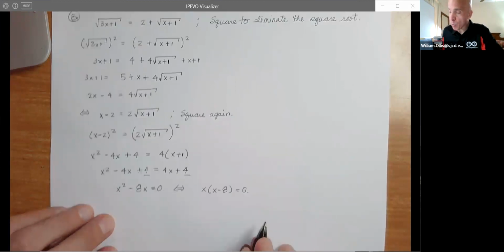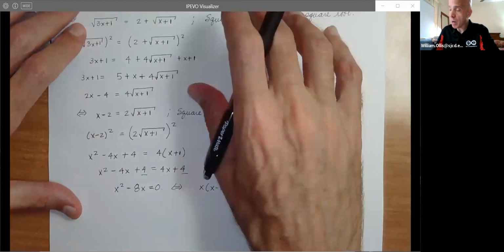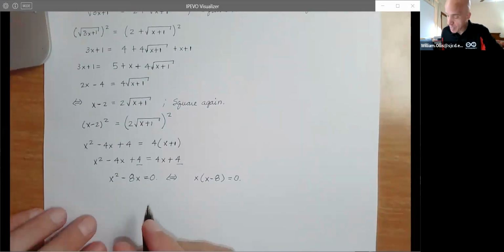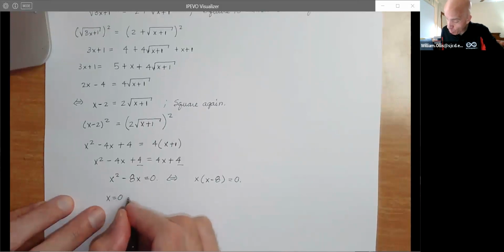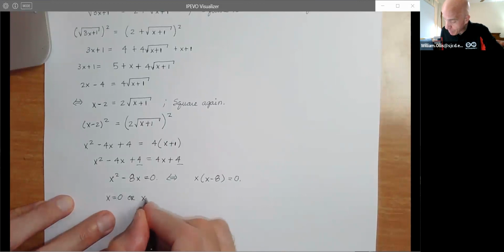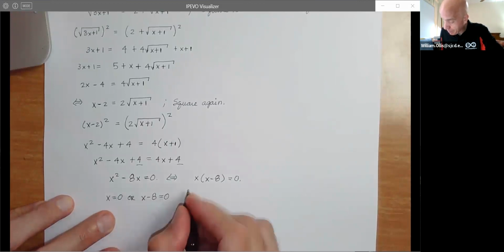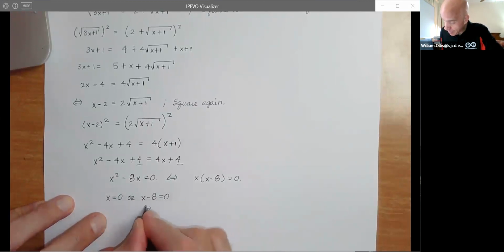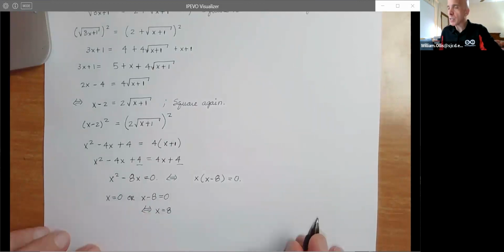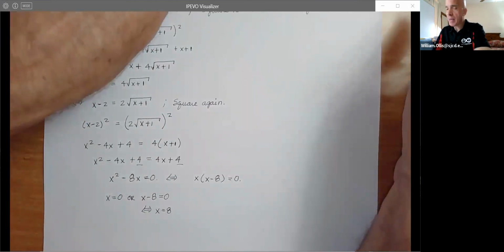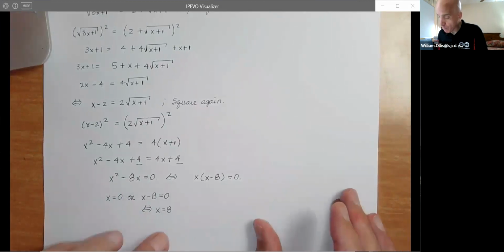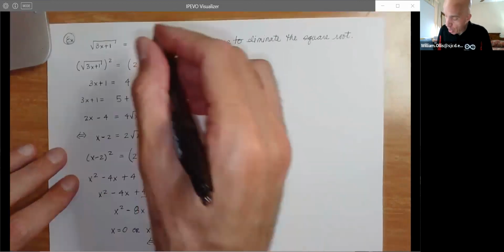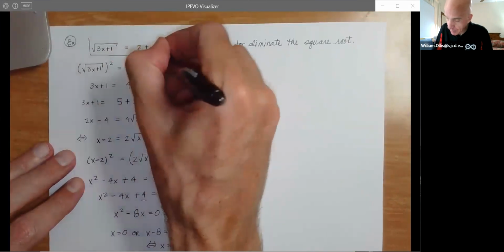Now again, we have zero product, so zero product theorem says we can set each of these factors to 0. So x equals 0, or x minus 8 equals 0, and this will just say that x equals 8. So with this particular example, what we see is we have 2 candidates, so to speak. So first, we just want to check our original equation, which is this.